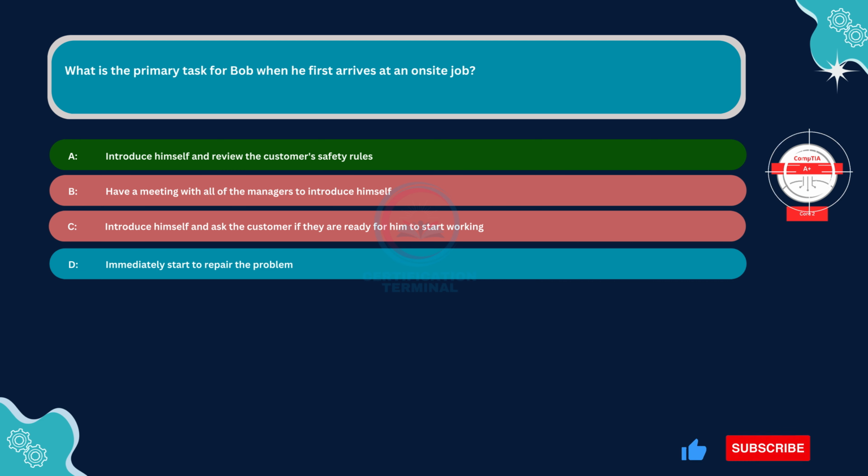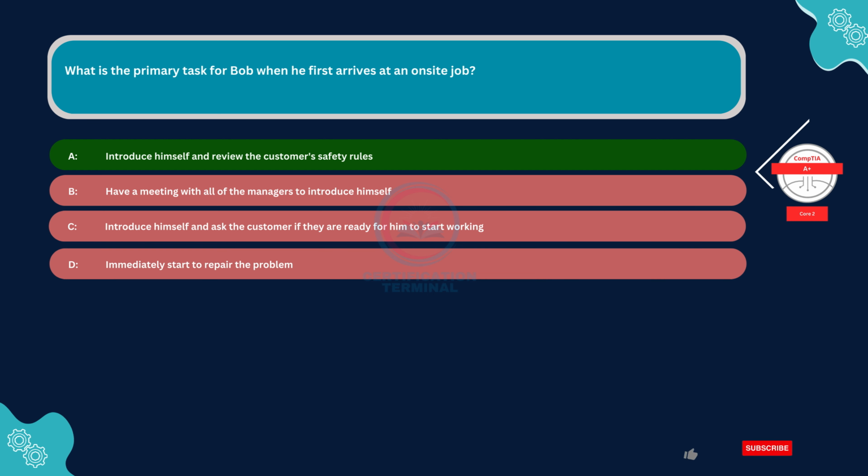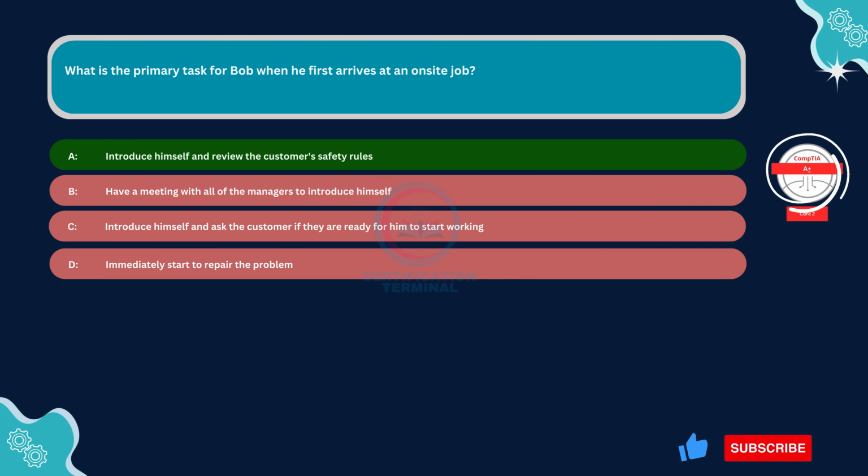Option C, introduce himself and ask the customer if they are ready for him to start working, is incorrect. While it's courteous for Bob to introduce himself to the customer and confirm readiness to begin work, his primary task upon arrival should be to prioritize safety by reviewing safety rules or procedures. Option D, immediately start to repair the problem, is incorrect. Jumping straight into repairing the problem without first assessing safety risks or reviewing safety rules could lead to accidents or injuries. Safety should always be the first consideration in any work environment.